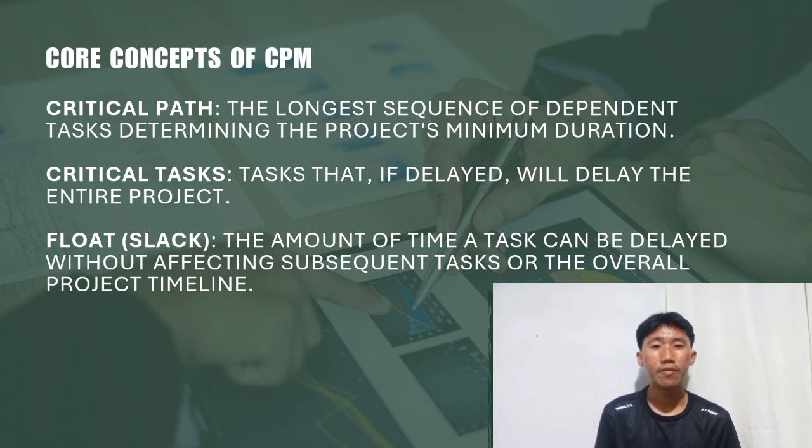Third, we have here the float or slack. This is a very helpful concept. Float refers to the extra time a task can be delayed without causing delays to other tasks or the overall project. Tasks that are not on the critical path usually have float, so this gives you some flexibility in scheduling.